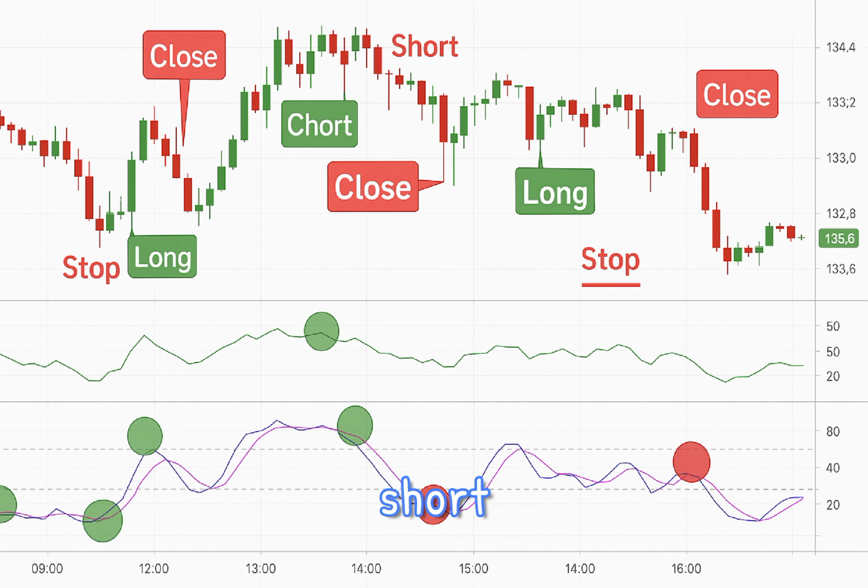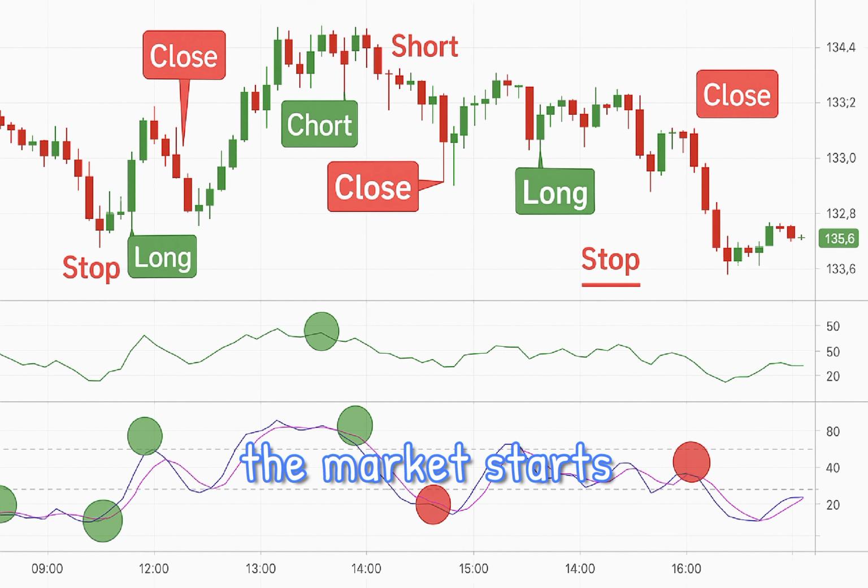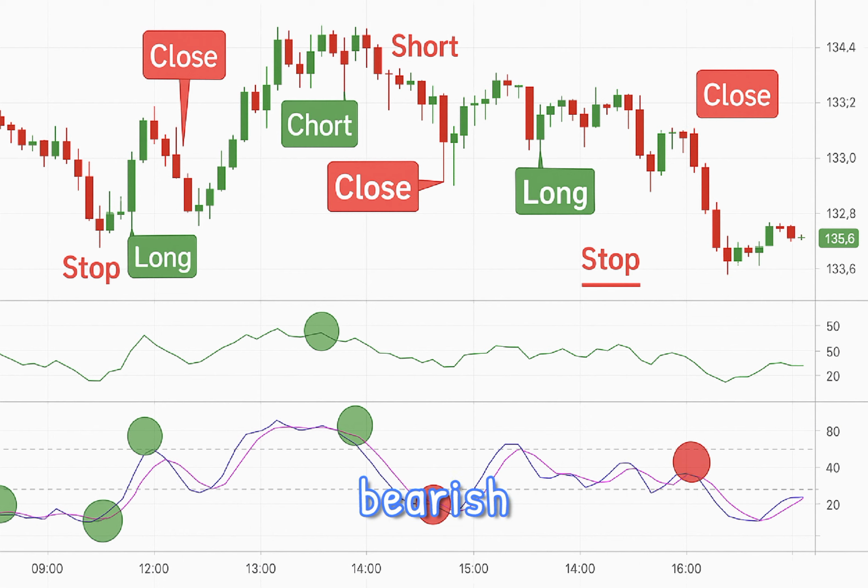Next, we have a short setup in the middle of the chart. After a push higher, the market starts to show weakness. A bearish reversal candle forms, and the trader takes a short entry here. The stochastic oscillator is crossing downward from the overbought zone above 80, indicating a potential reversal to the downside. RSI is also turning down, confirming weakness.